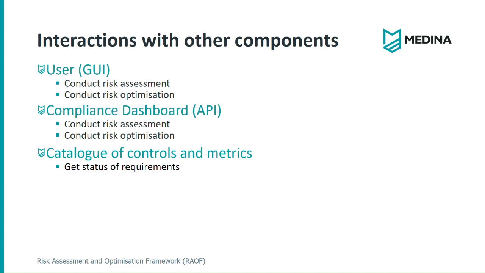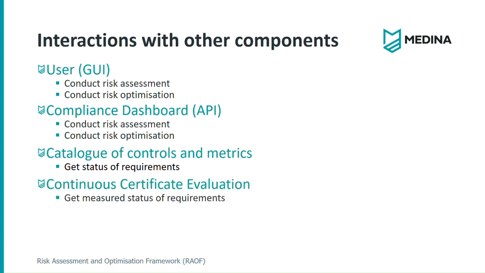The catalog of controls and metrics has its own questionnaire to collect information about satisfied requirements, similar to our questionnaire. In order not to ask the user to answer all these long questionnaires twice, we have the possibility to import the information from the catalog of controls and metrics. Once a user fills in this questionnaire, after pressing a button, this information can be transferred to our tool.